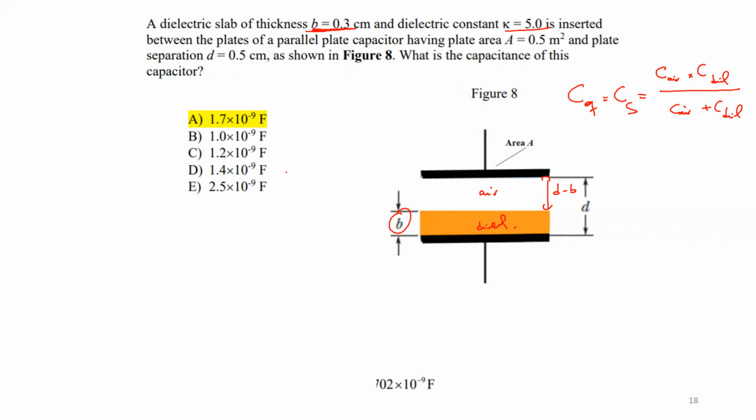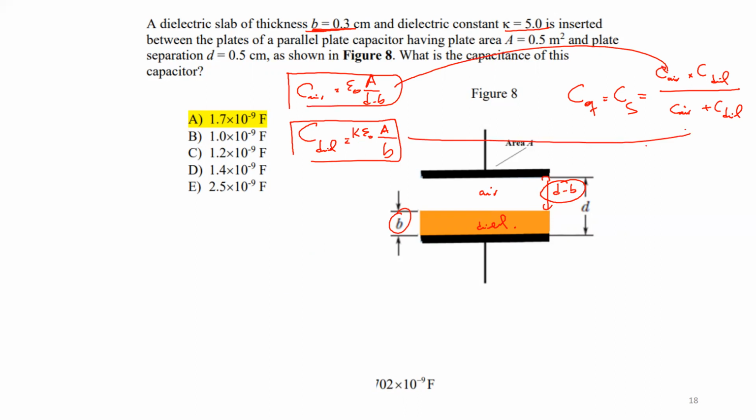Well, I know that CA is epsilon naught A divided by, so here it will be D minus B, because this is the separation between the two air extremities. Now C dielectric will be what? Epsilon naught A divided by B. But of course, it's a dielectric, so epsilon naught will be replaced by kappa epsilon naught. So don't forget the kappa here. And these are the two. And I just inject them here, and I get my answer.